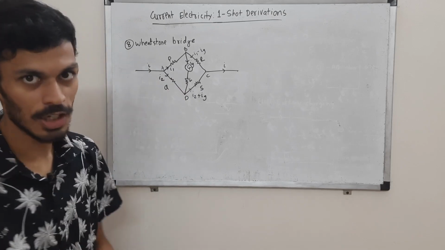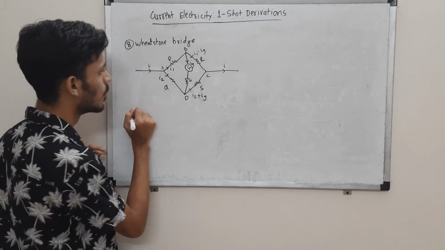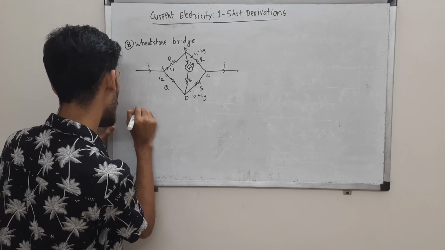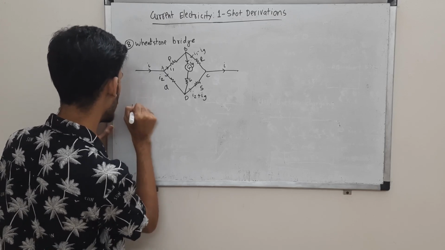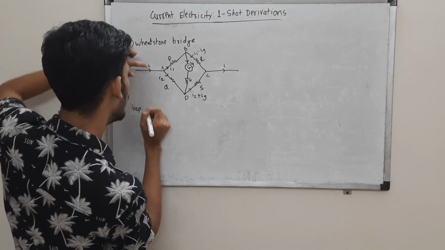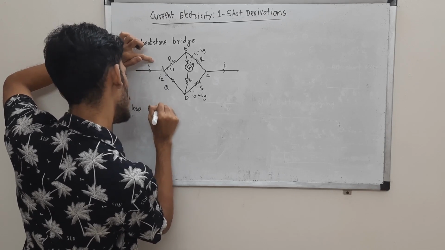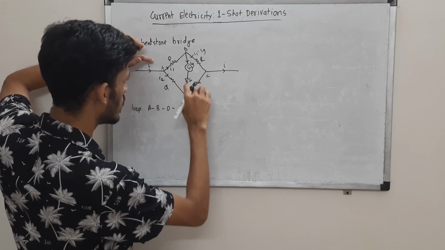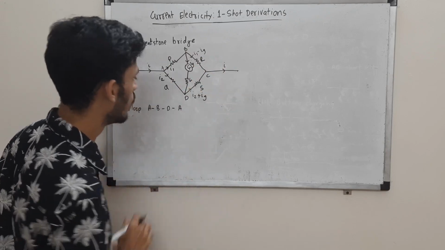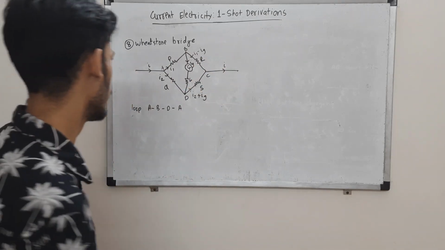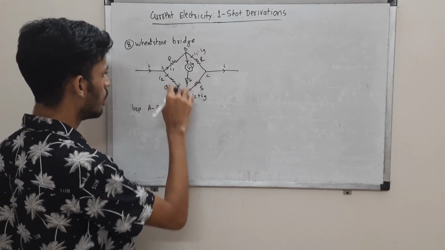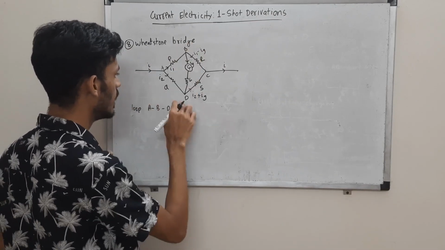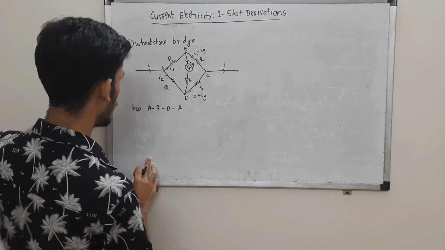Now we have to apply Kirchhoff's law. Again, those who don't know about this, go check out the previous video. We'll choose a loop, not a path this time. This is a loop: A, B, D, A. First we are going to choose this loop, then we'll choose the other loop, and we'll obtain the balance condition. So let us apply Kirchhoff's law.